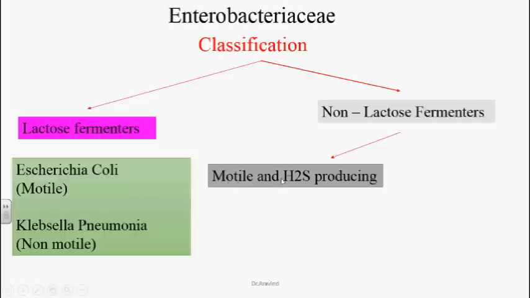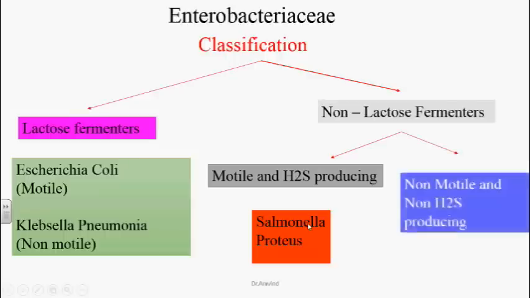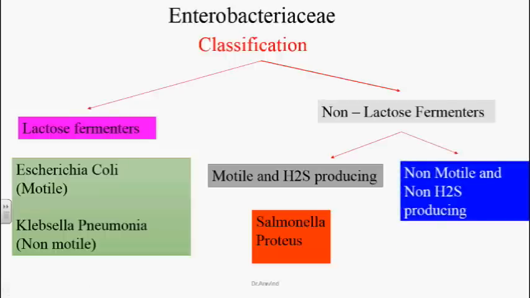Non-lactose fermenters, which won't ferment lactose, are subdivided into two groups. The motile and H2S producing organisms are Salmonella and Proteus, and the other subgroup is non-motile and non-H2S producing organisms, that is Shigella and Yersinia. These are the major 6 most pathogenic organisms in the Enterobacteriaceae group, and there are many other pathogenic organisms, like Enterobacter, but infections from those are seen very rarely.